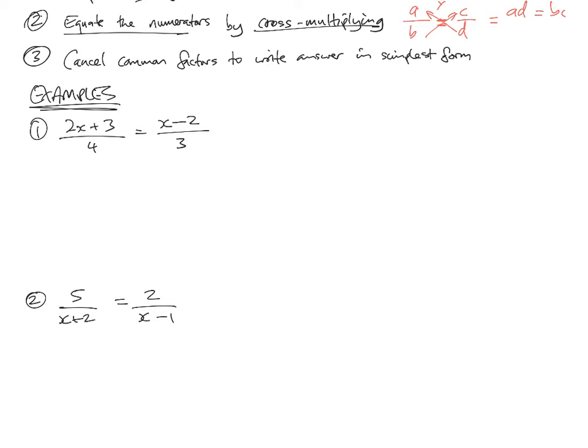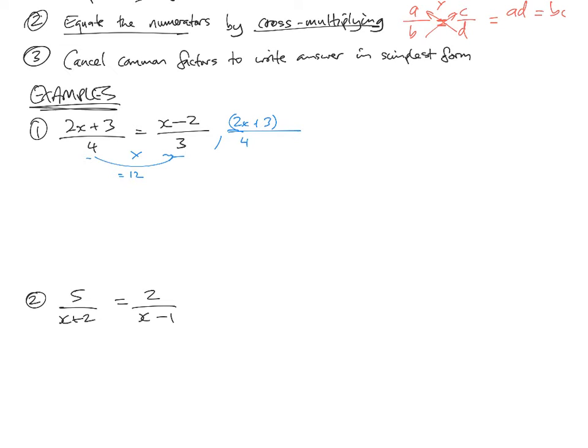2x plus 3 over 4 is equal to x take 2 over 3. These are not the same denominator. What's a common denominator we can use? 4 times by 3 is 12. So we need to write these fractions in terms of the denominator 12. So we have 2x plus 3 on the top and 4 on the bottom.